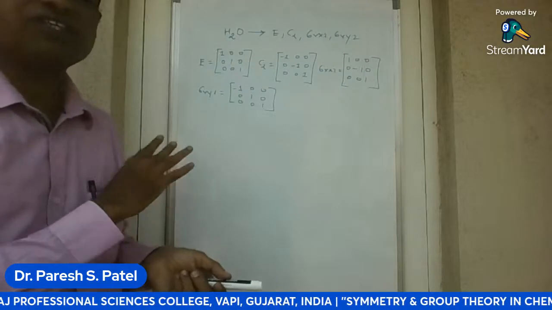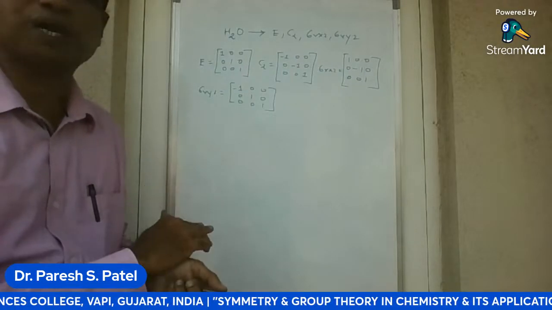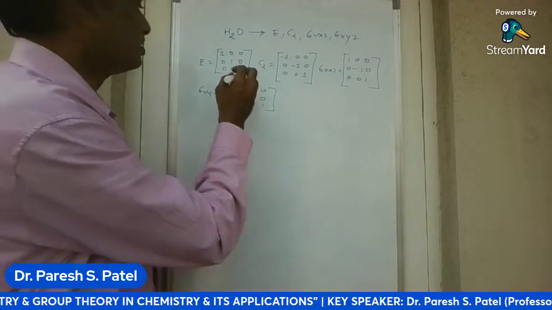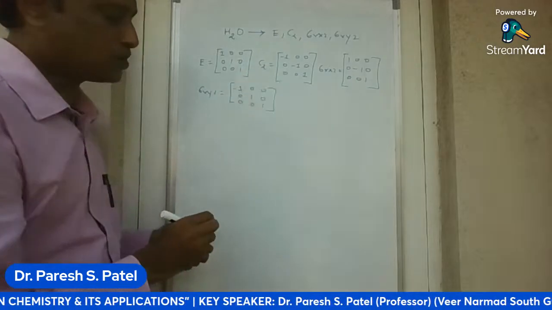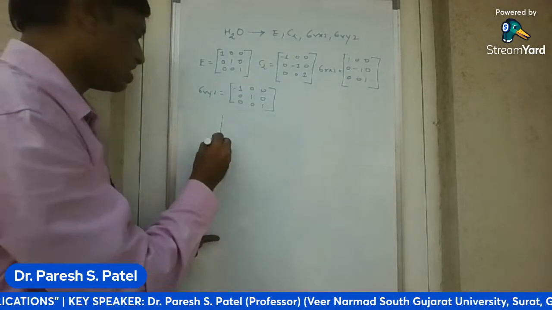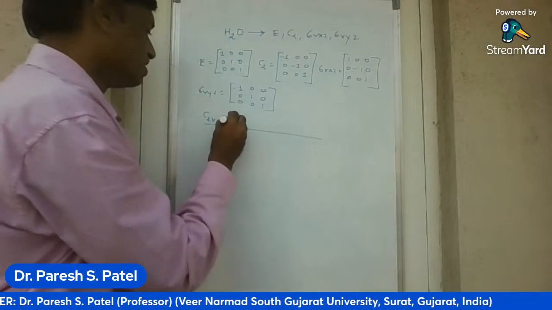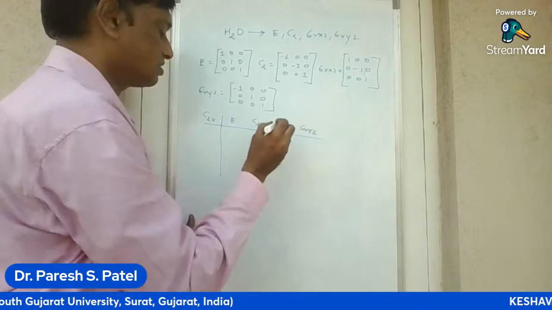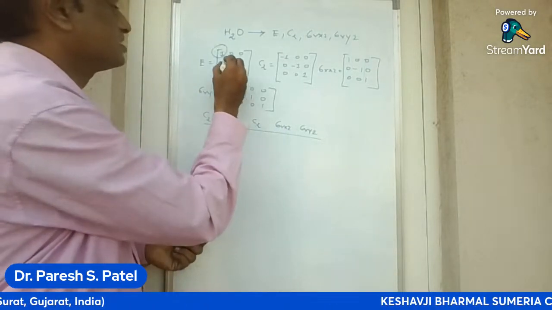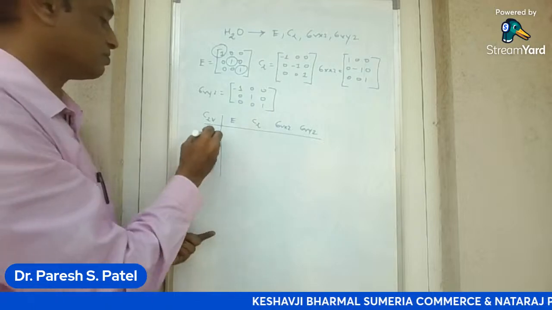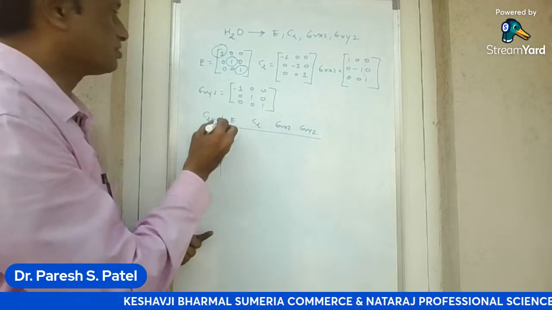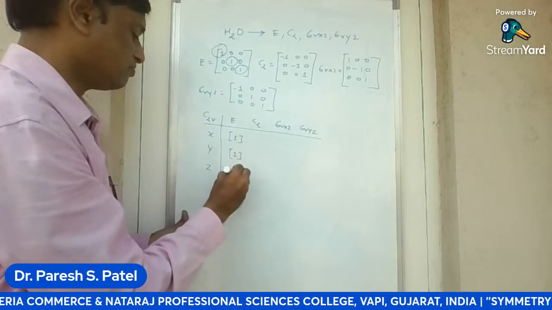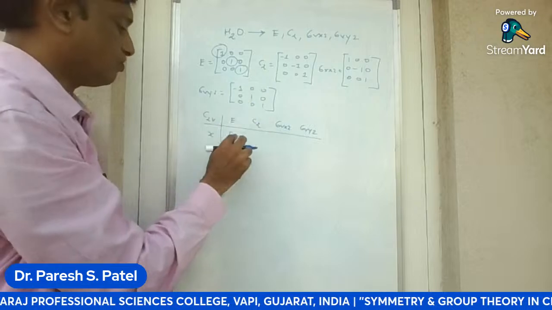Now, we can convert this 3-dimensional representation into lower dimension matrices, so that the representation can be called a reducible representation. The dimension of this matrix is 3. Now we can convert this 3-dimensional matrix for C2V: E, C2, sigma Vxz, sigma Vyz. Suppose this is along the x-axis, this is along the y-axis, this is along the z-axis. Now we can write the identity symmetry operation as 1, 1, 1.